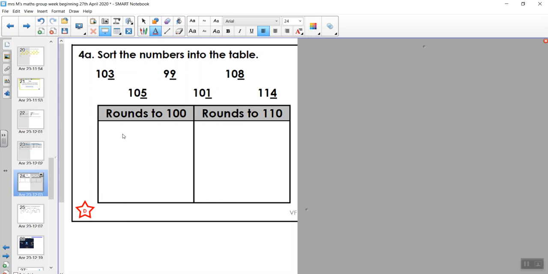Okay, so 103 rounds to 100. 99 rounds to 100. 108 rounds to 110. 105, 5, 6, 7, 8, 9, climb the vine, rounds to 110. 101 rounds to 100, and 114 rounds to 110. Well done if you got any of those.